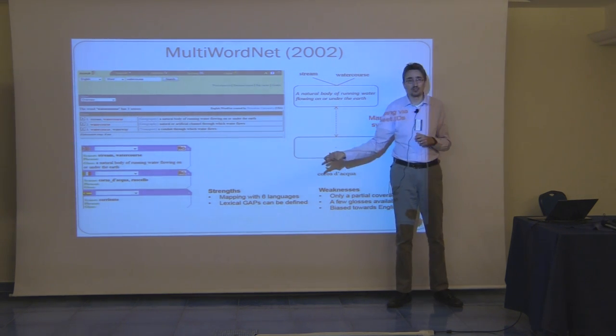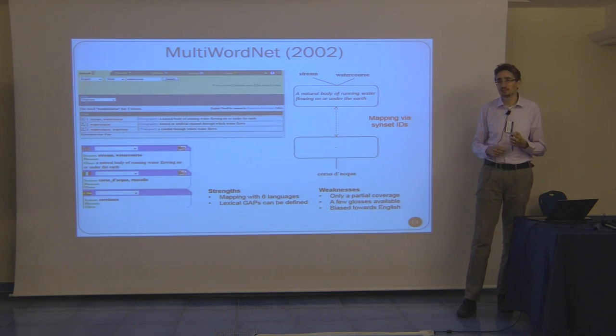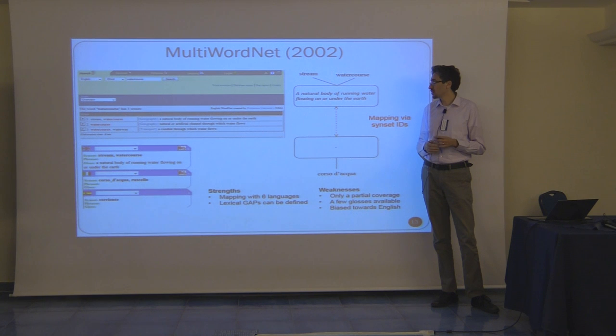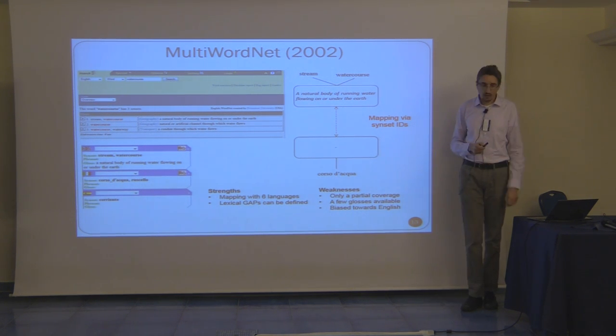Also, despite the efforts, they are very limited in coverage. So, for instance, as far as I remember, Italian only covers 60% of the synsets in English, and mostly they provide only the translation of the words, but they don't provide a corresponding gloss. There are only a few exceptions, something like 2,000 synsets over 100,000. So it's a very limited coverage.